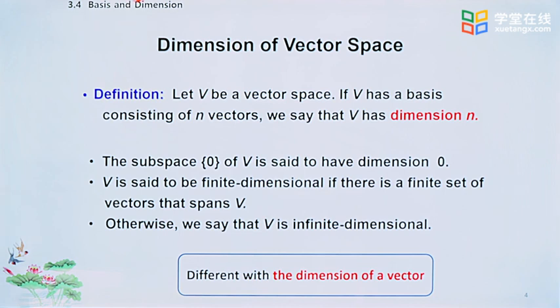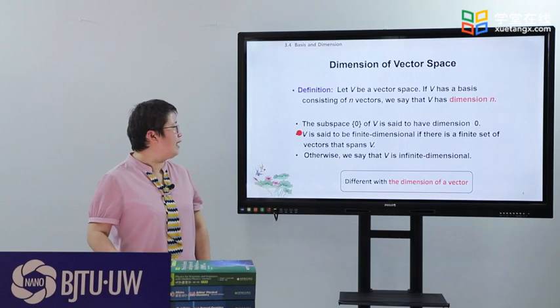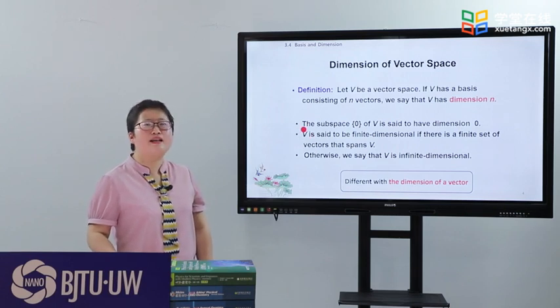Let V be a vector space. If V has a basis consisting of n vectors, then we say that V has dimension n. The subspace that only consists of the zero vector of V is said to have dimension 0. This is a trivial subspace of V. Another trivial subspace of V is itself.